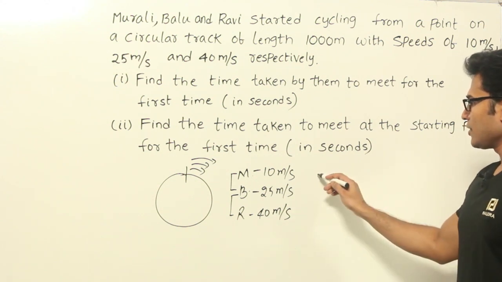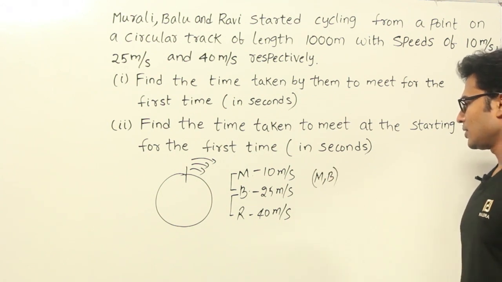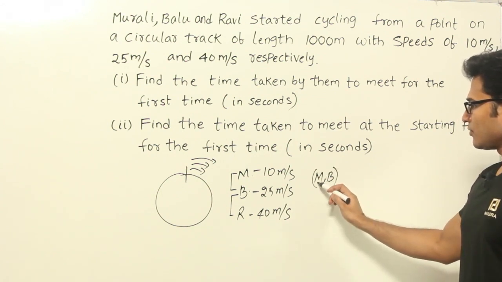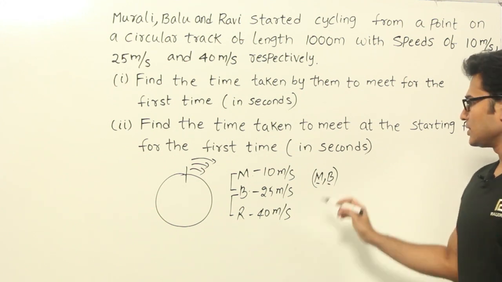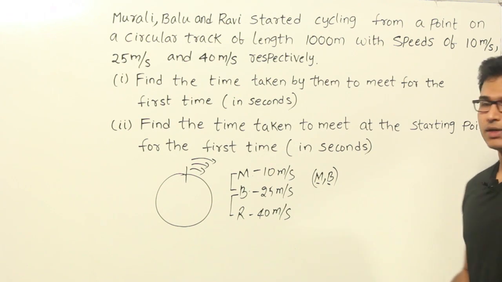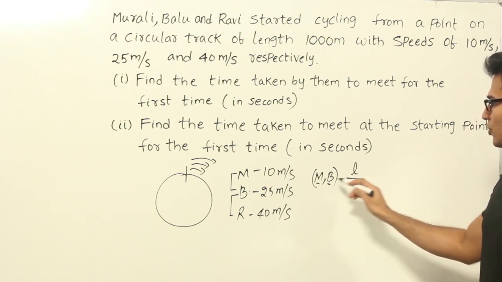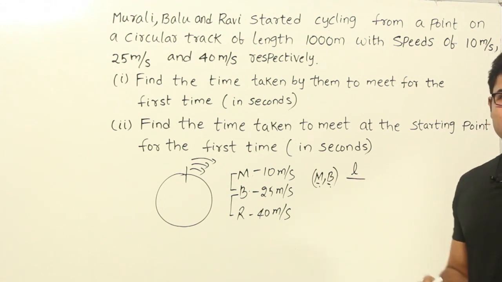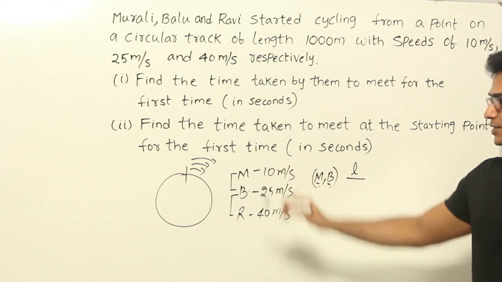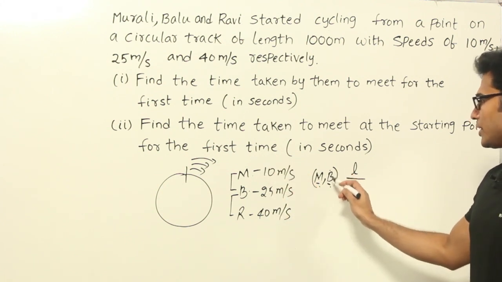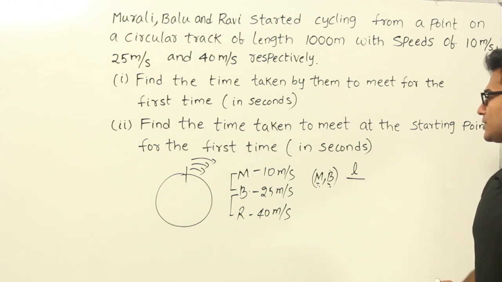Now I want to see when Murali and Balu are going to meet for the first time. They are going to meet for the first time whenever one covers exactly one more round compared to the other and reaches the point where the other is, right? So how is it going to happen? One more round has to be covered. If you observe it, Balu's speed is greater than Murali. Therefore here Balu has to cover one more round compared to Murali and reach the same point where Murali is, right?